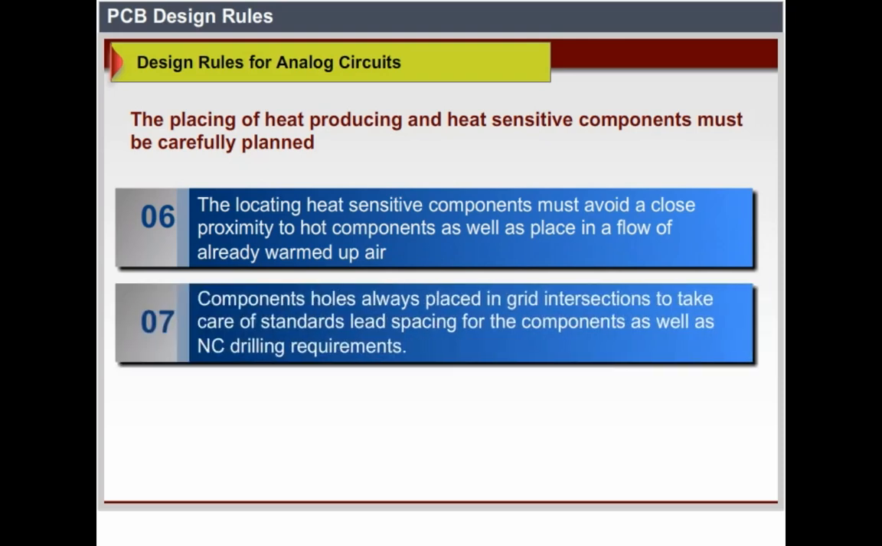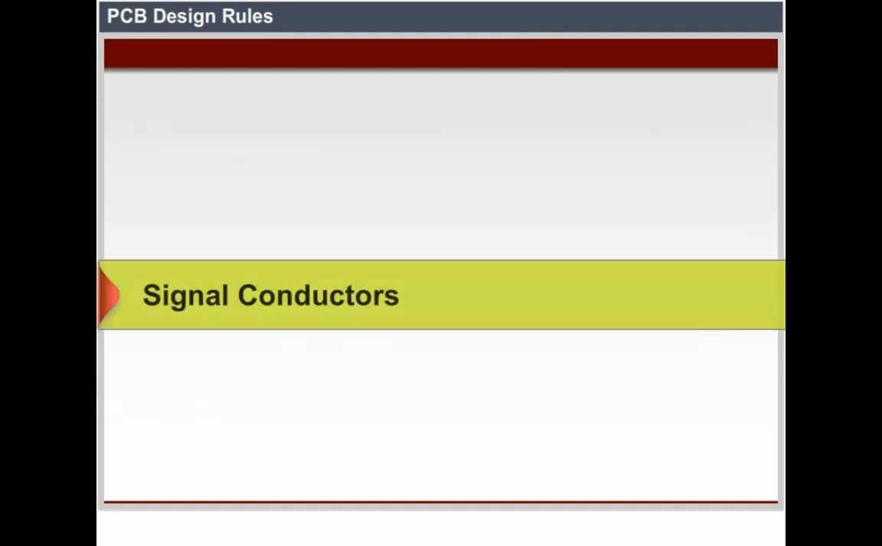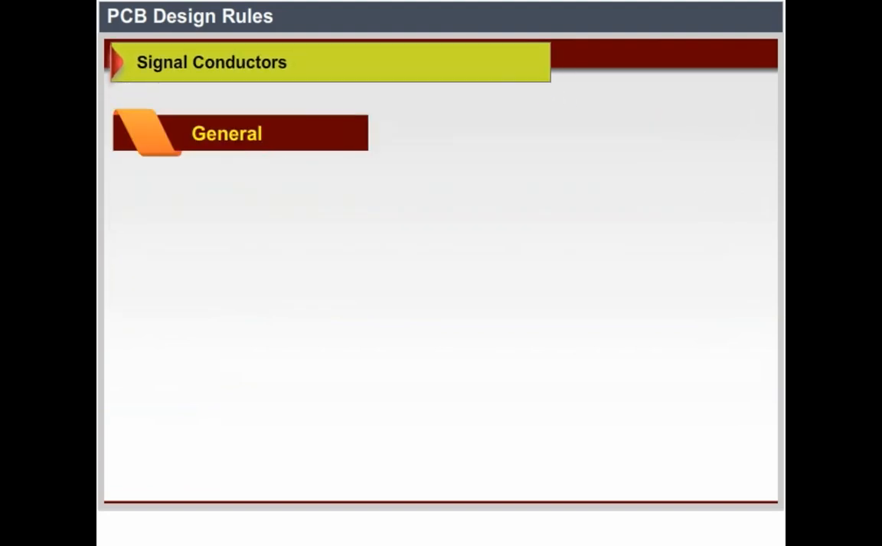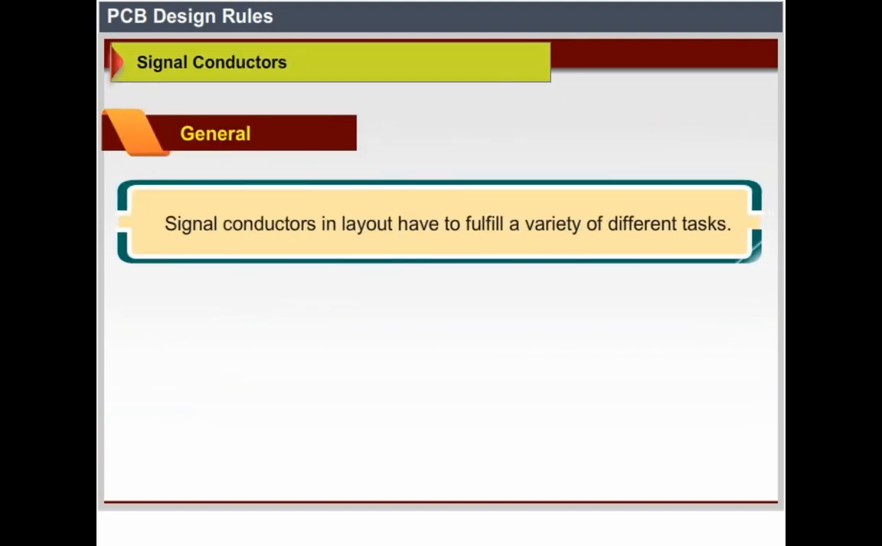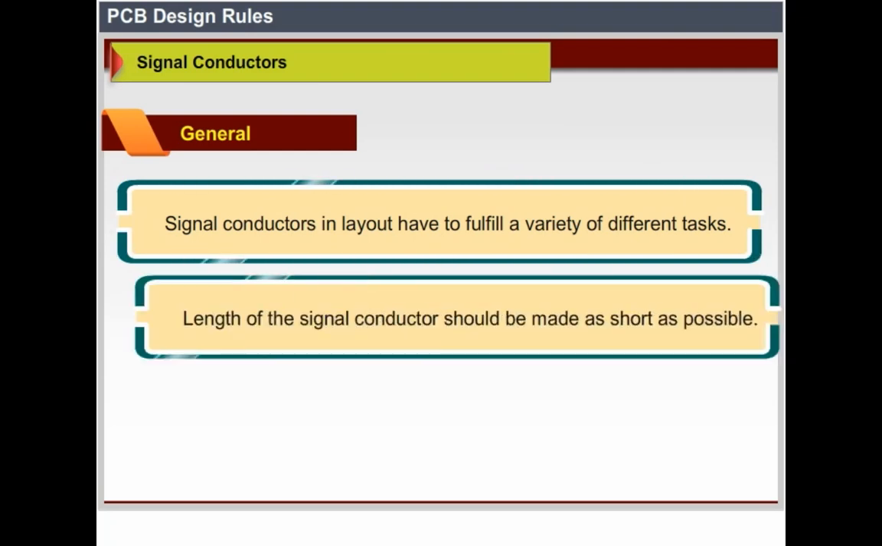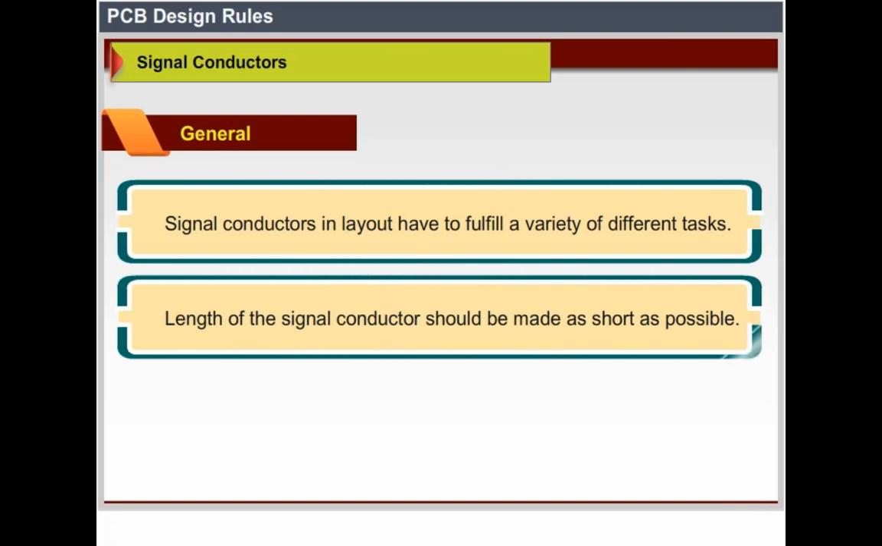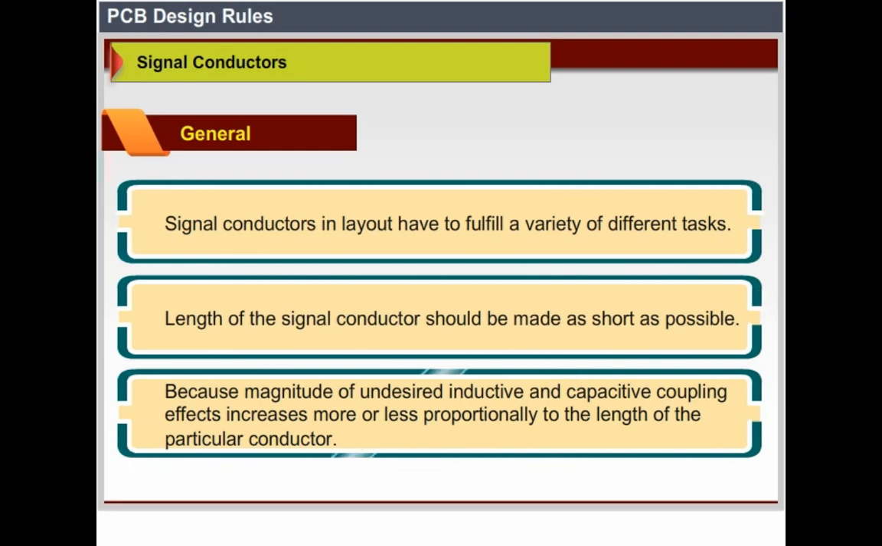Component holes are always placed in grid intersections to take care of standards, lead spacing from the components as well as NC drilling requirements. Signal conductors. General. Signal conductors in layout have to fulfill a variety of different tasks. The length of a signal conductor should be made as short as possible, because the magnitude of undesired inductive and capacitive coupling effects increases more or less proportionally to the length of the particular conductor.